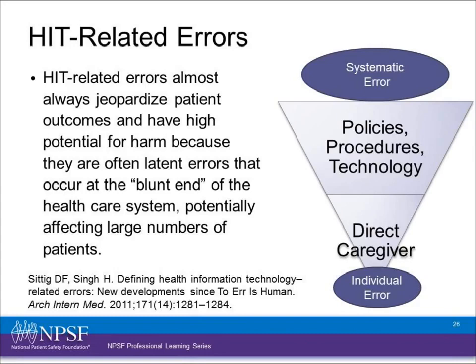But the good thing about these errors at the sharp end is they generally happen one at a time, one caregiver with one patient. Policies, procedures, and technology are considered to be the blunt end, and this is where systematic error can very quickly affect a lot of patients. So an ordering rule that is entered incorrectly and used for 24 hours or 48 hours will affect every single patient who had that order placed within that period of time, potentially having a very large impact.